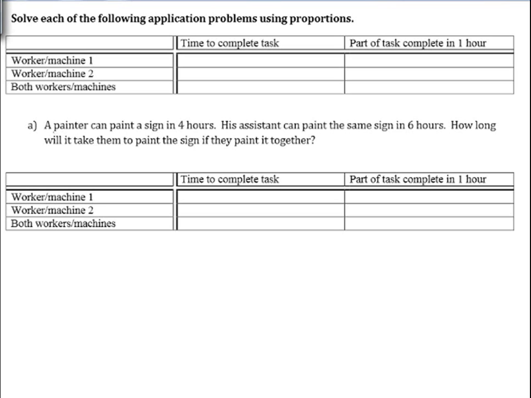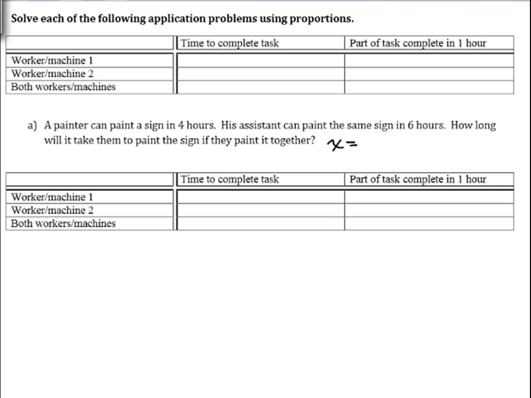Our first example: a painter can paint a sign in 4 hours, and his assistant can paint the same sign in 6 hours. How long will it take them to paint the sign if they paint it together? So we always want to declare our variable. X is always, well, I shouldn't say always. There are some instances where our X is going to be something other than what the word problem is asking us to figure out, but most of the time it will be whatever they're asking us to find.